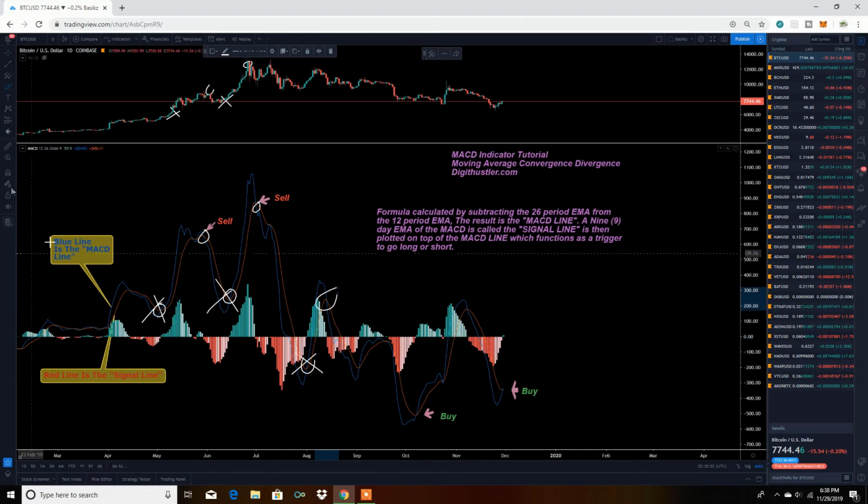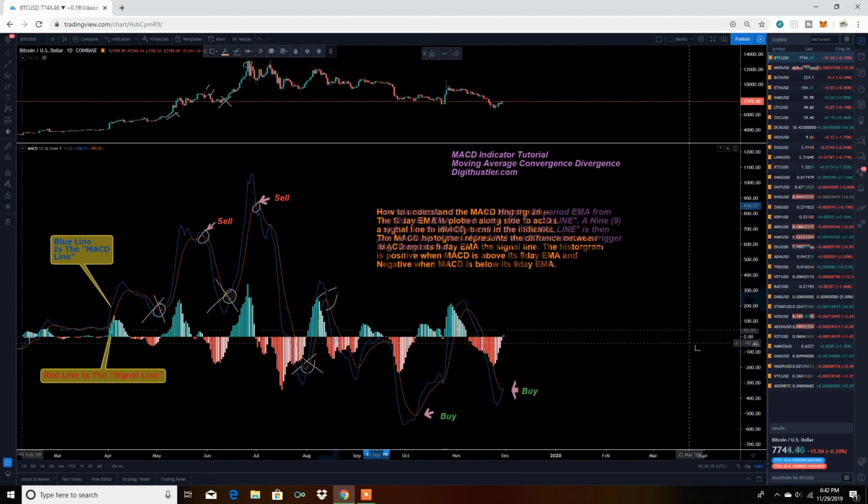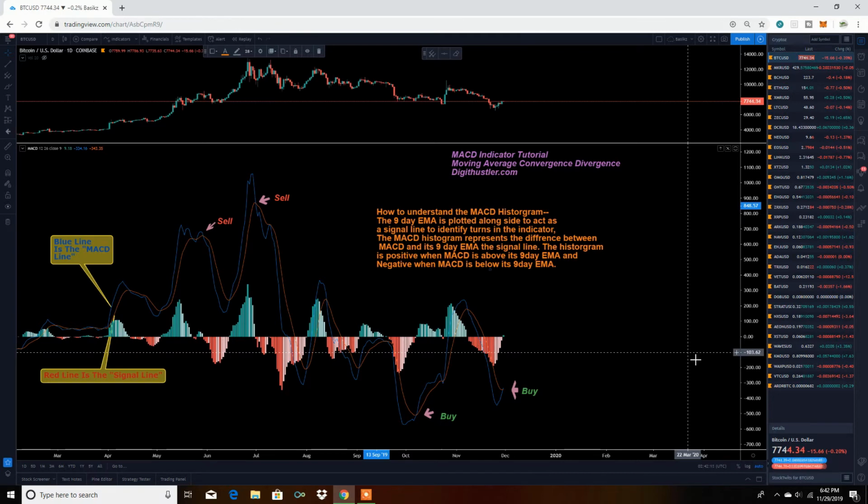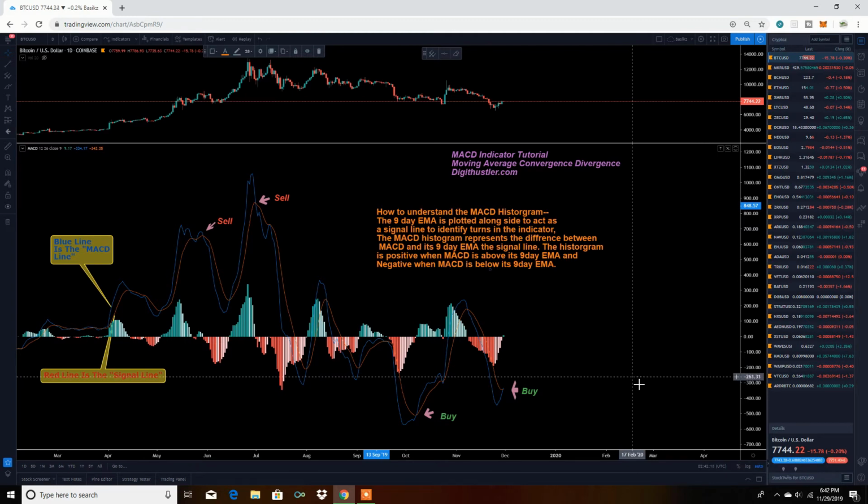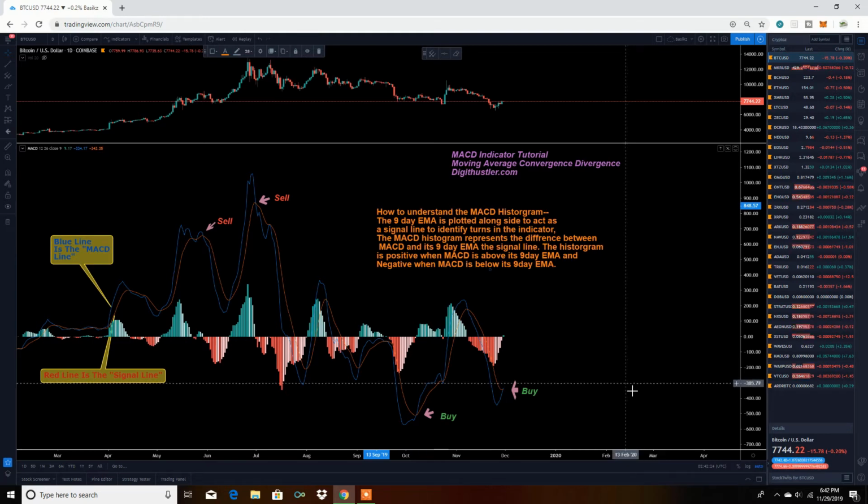Now, there's a few other things you will need to learn as well. Okay, we could also plot out the momentum, what direction the momentum is in, is it building up, is it losing its support. So I'll show you how to do that right now. So we're going to talk about the histogram. To understand the MACD histogram, how it works is the 9-day EMA, exponential moving average, is plotted alongside to act as a signal line to identify turns in the indicator.